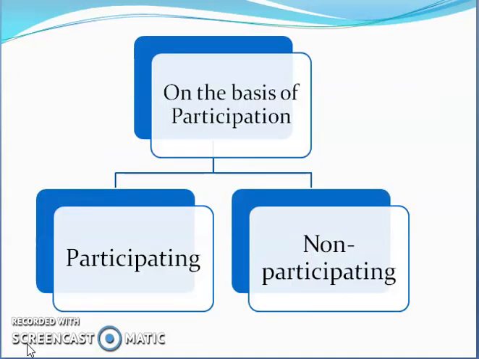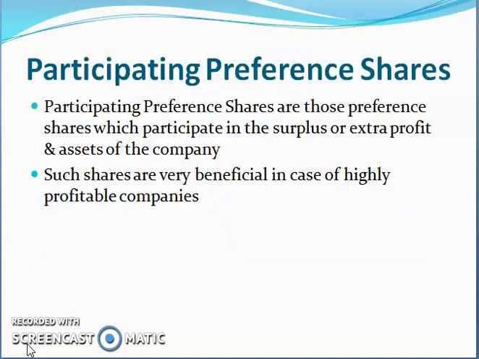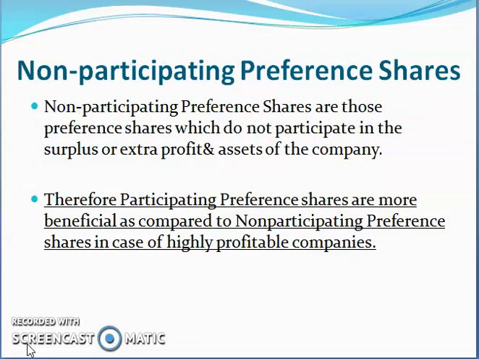The next classification is on the basis of participation. They are participating preference shares and non-participating preference shares. Participating preference shares are those preference shares which participate in surplus profit and surplus assets of the company. Whereas non-participating preference shares do not participate in surplus profit or surplus assets of the company. Surely, participating preference shares are better.